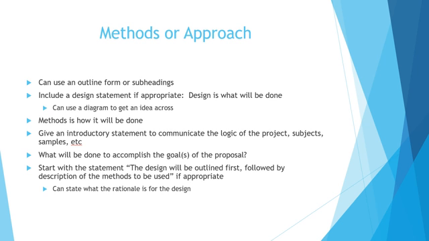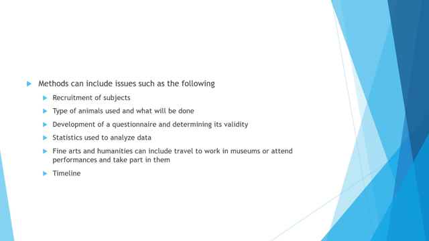You may want to start with the following statement. The design will be outlined first, followed by a description of the methods to be used, if you think this is appropriate. And you can also state the rationale for the design that you are using. The methods may include such issues as the following: recruitment of subjects, types of animals to use and what will be done, development of a questionnaire and determining its validity, the type of statistics to be used to analyze data, if appropriate.